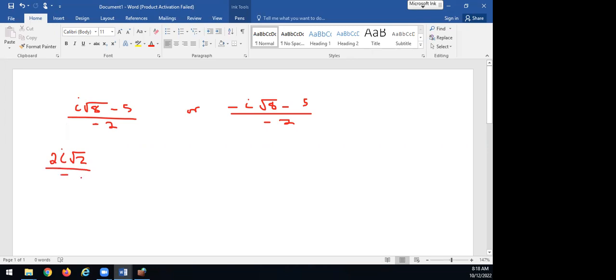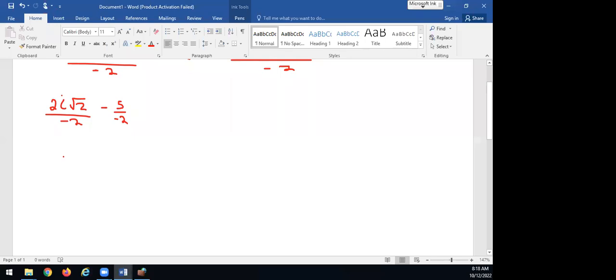Divided by -2. And then we're going to have minus 5 over -2. We just split the fraction. If you're adding or subtracting, and the denominator is the same, you can always combine or split them. What does this leave us with? The 2's would cancel. So that's just negative i root 2. And then you're dividing two negatives, so it becomes positive 5 over 2. So that's how you could simplify.